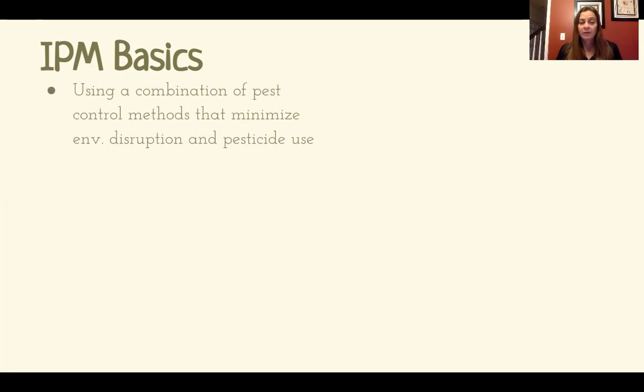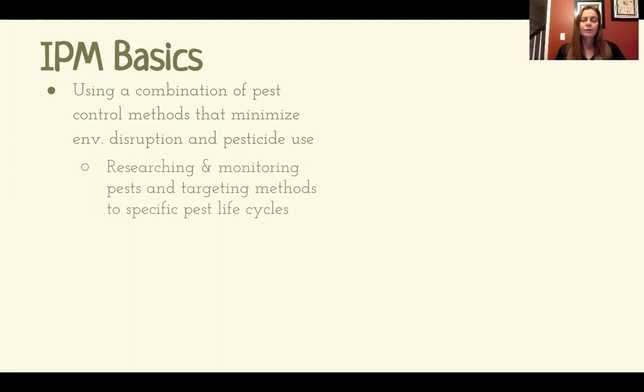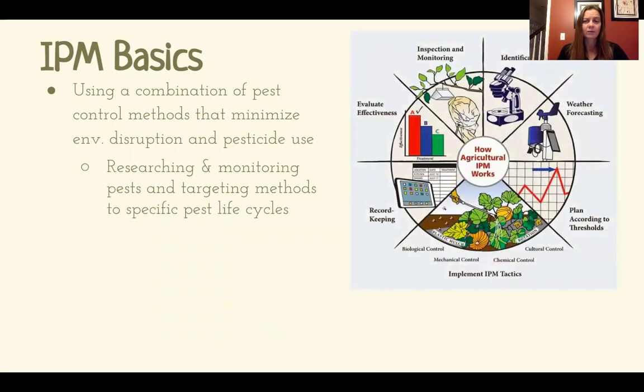So integrated pest management, or IPM, uses a combination of pest control methods, and those are designed to minimize the environmental disruption and to minimize pesticide use. So IPM requires researching and monitoring the pests and targeting methods that are specific to those pests and their particular life cycles. So integrated pest management really is an integrated system.